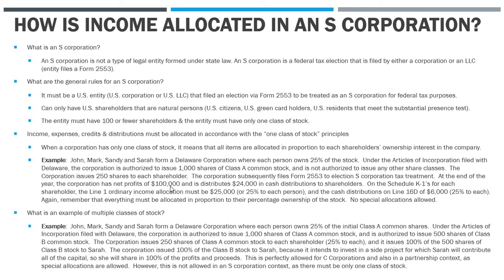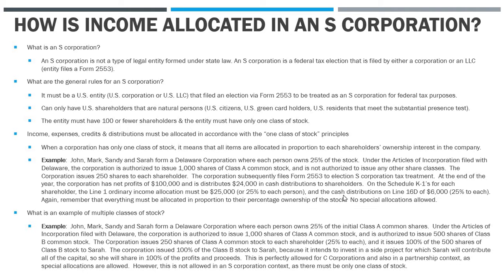Now, the corporation issues 250 shares to each shareholder, and then the corporation subsequently files this S election with the IRS. So now at the end of the year, the corporation has net profits of $100,000, and it has $24,000 in cash that it wants to distribute to the shareholders. On the K1 for each person, line 1, ordinary income allocation of this 100 must be $25,000 per person.